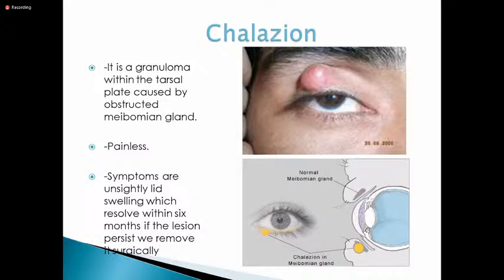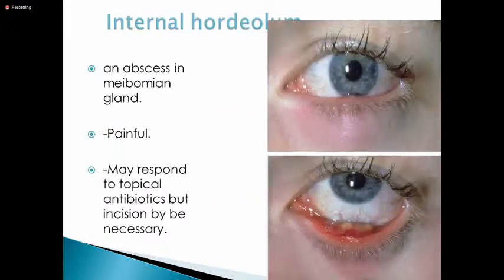And then once you put pressure, that can open the meibomian gland orifice, and then the drainage can start to happen, and it resolves. Well, if it doesn't resolve, then we do incision and curettage. That is surgery, if the lesion is not resolving by itself.